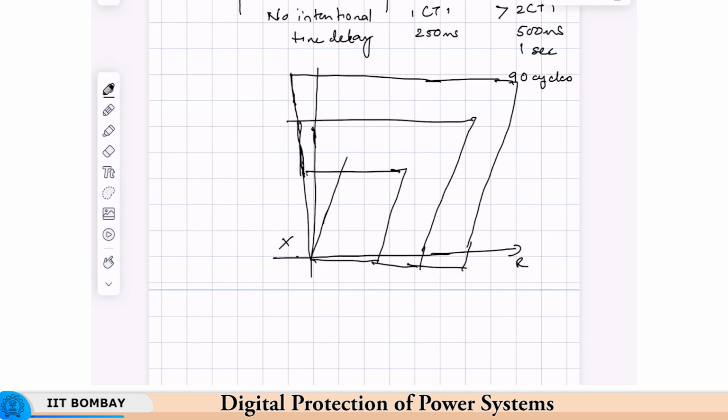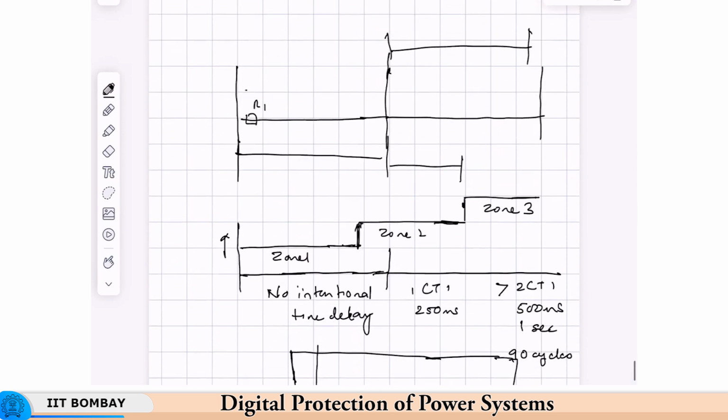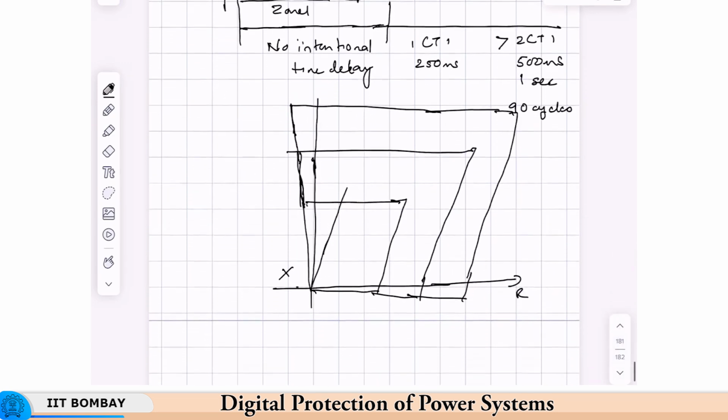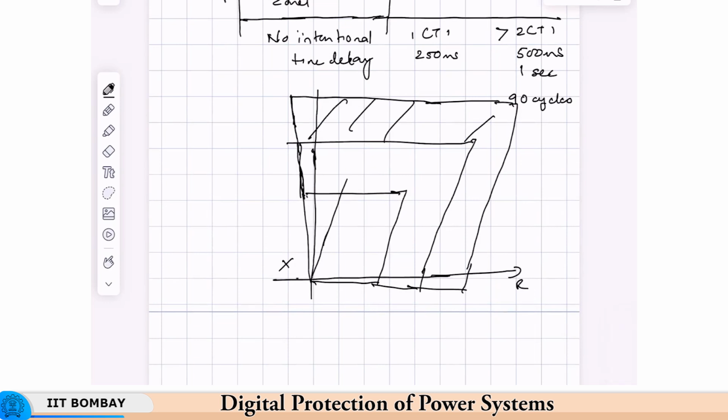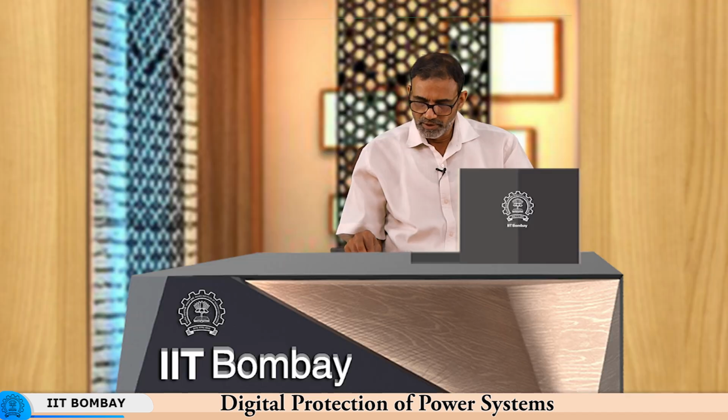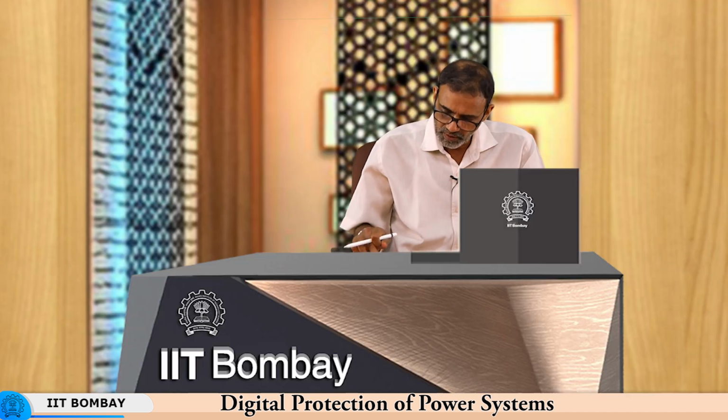We also did see that if the longest adjacent line is very long, and when we say the adjacent line, it could also mean the parallel line, then the zone 3 region becomes very large, and this could lead to other problems like load encroachment and vulnerability to power swings. Okay, we will go back to our presentation.